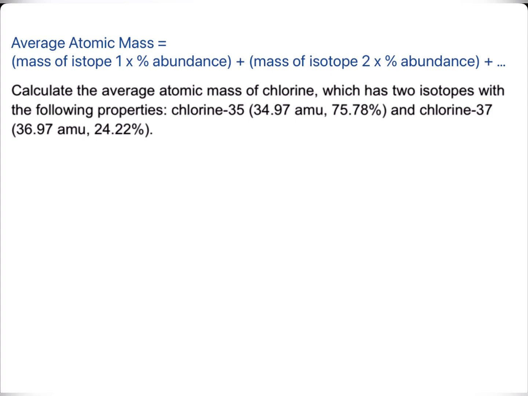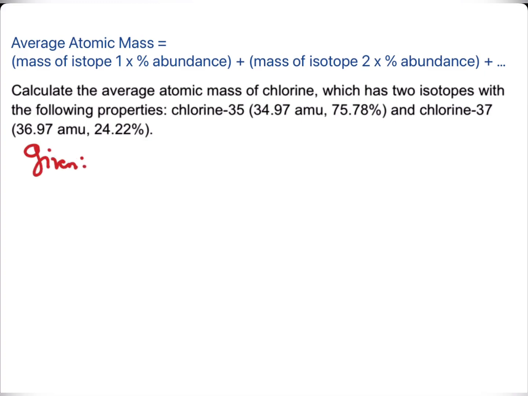Calculate the average atomic mass of chlorine, which has 2 isotopes with the following properties. Chlorine 35 is 34.97 AMU, and its percent abundance is 75.78%. Chlorine 37, which is the second isotope, is 36.97 AMU, and its percent abundance is 24.22%. The first thing you want to do is write down your given.